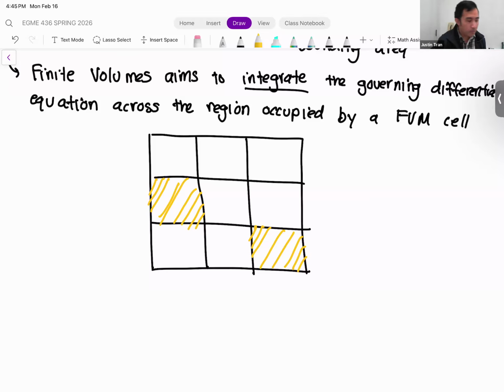Okay. And then by evaluating those integrals and applying some useful integration rules like divergence theorem or trapezoidal rule, we'll go over that soon, right? By applying those integrals, we can then obtain an algebraic equation for the values of our solution at the cell centers.